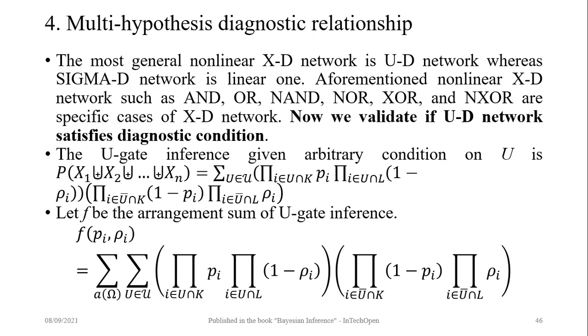The most general non-linear SD network is the UD network, whereas the sigma D network is a linear one. Non-linear SD networks such as AND, OR, NAND, NOR, XOR, and not XOR are specific cases of the SD network. Now, we validate if the UD network satisfies the diagnostic condition. The UK inference given an arbitrary condition on U is here. Let F be a grand sum of the UK inference here.